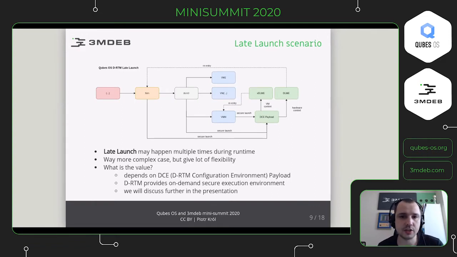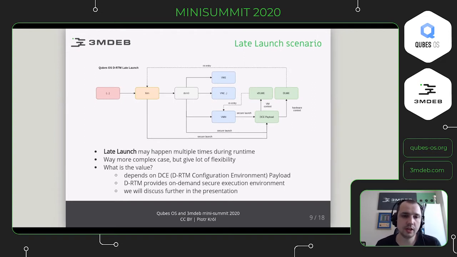Then we have late launch scenario, which is way more complex than the previous one. Early launch is, to be honest, just the extension of SRTM, and if we have open SRTM implementation, then it's hard to argue what's the additional value of early launch. But if we consider late launch as a use case for D-RTM usage in Qubes OS, for example, it may happen multiple times during the runtime of the platform.